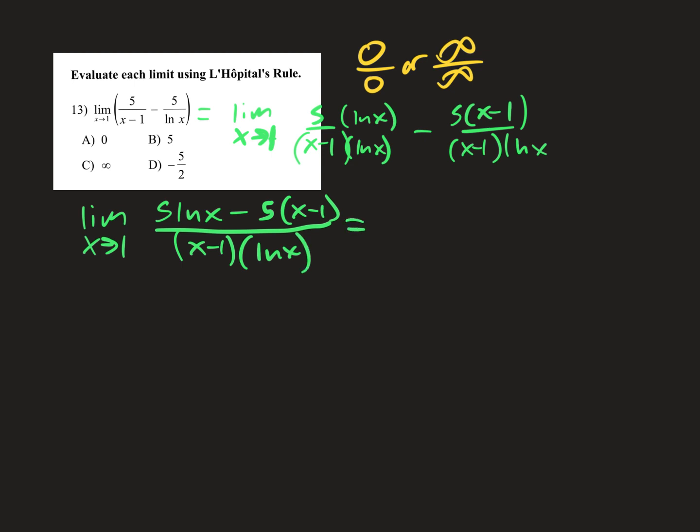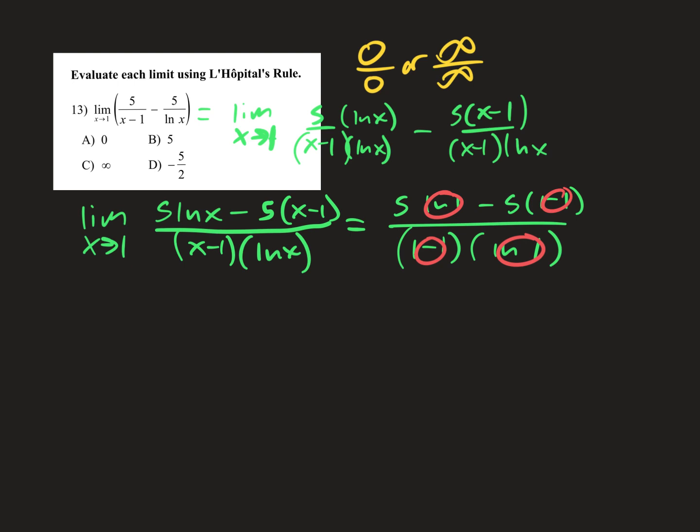And now if I was to evaluate this limit, what would I get? I would get 5 times the natural log of 1, minus 5 times 1 minus 1, all over 1 minus 1 times the natural log of 1. Well, that's a 0, that's a 0, that's a 0, that's a 0. So 5 times 0 is 0, 5 times 0 is 0. Now we're getting 0 over 0. All right, now it's indeterminate form. So now we can use L'Hopital's, but only now that we have written it in this form, okay? That's important to take note of.